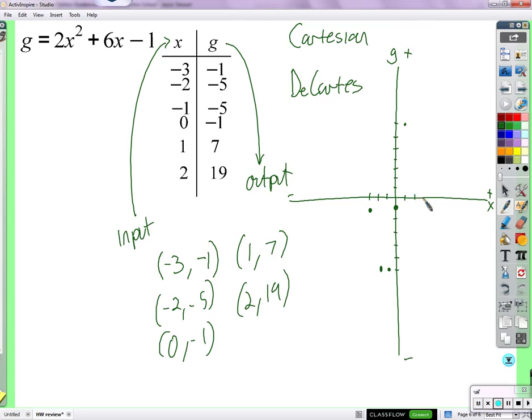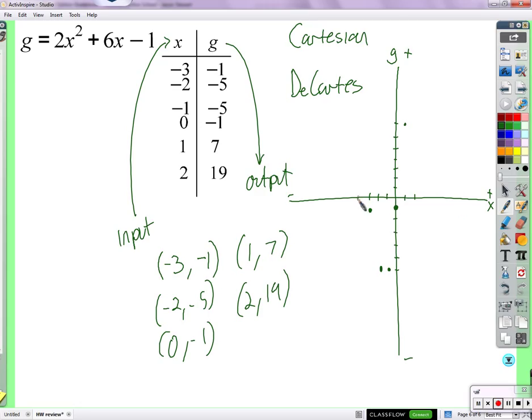Even higher. And higher, and higher, and higher. The more we plug in bigger numbers for x, by looking at this graph, we start to get the idea that maybe the bigger number I plug in for x, the bigger number I get out for g, right? Start to see those patterns. That's what we're interested in. That's why we use graphs, so we can see those patterns.